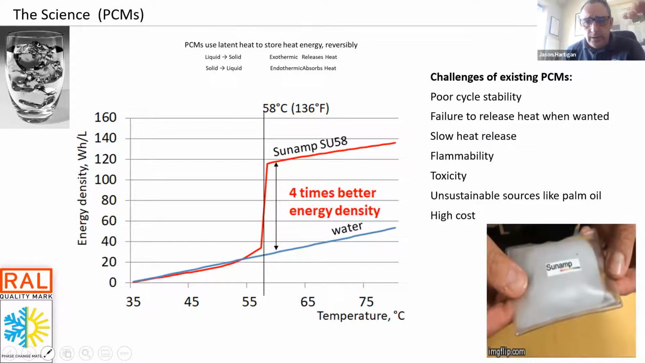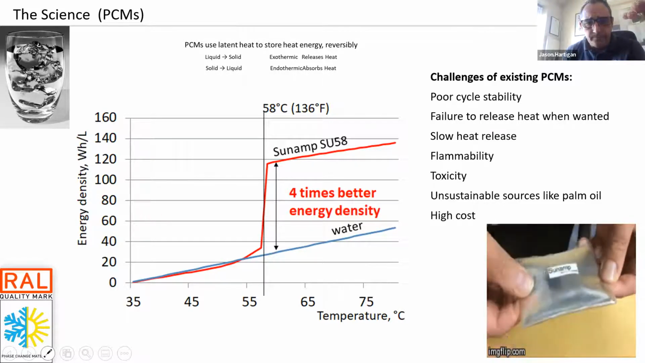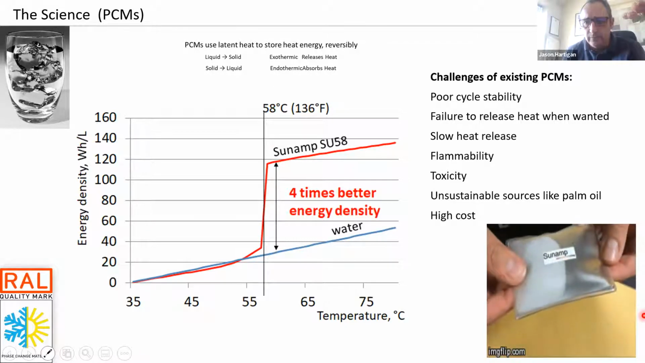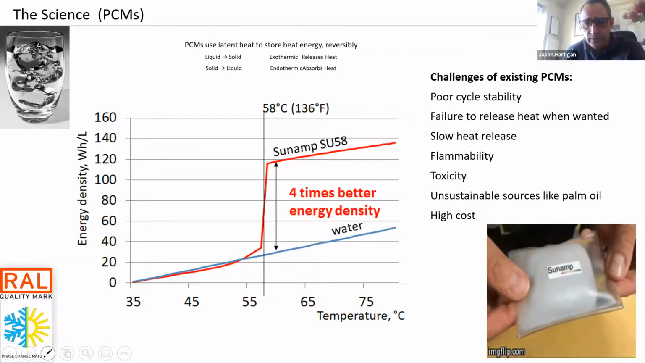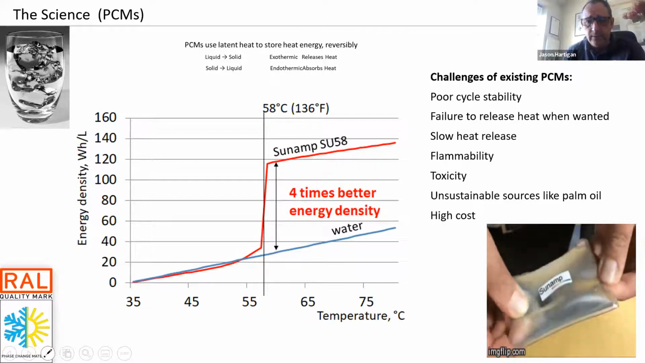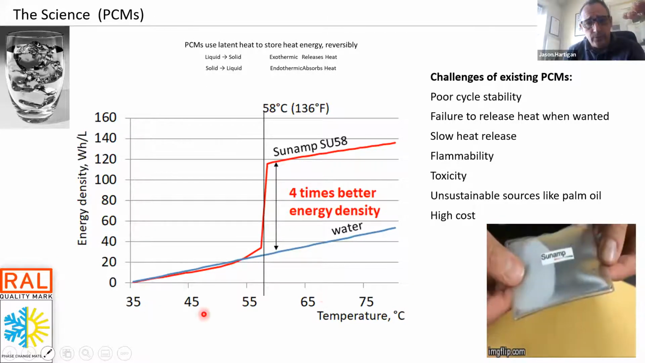What we've got here is this graphic, and the vertical graph shows watt hours per litre as a measurement, and then we've got a temperature range.